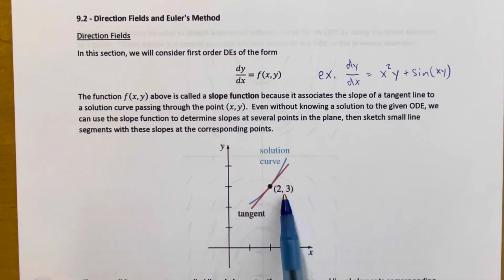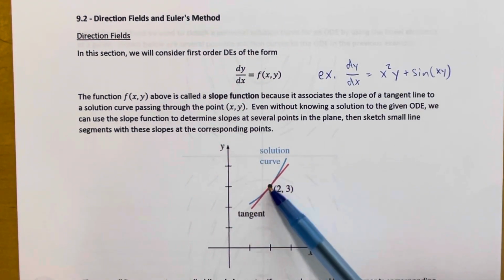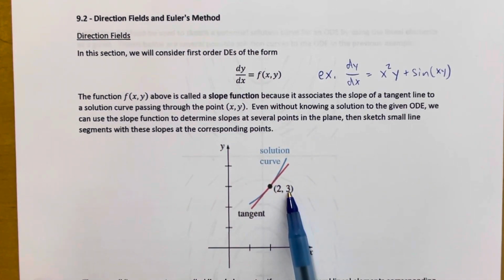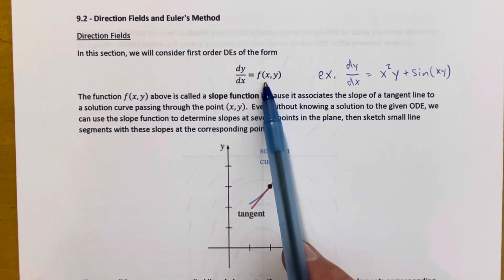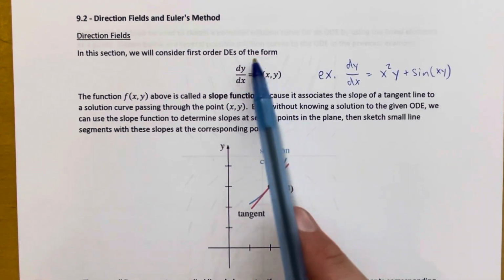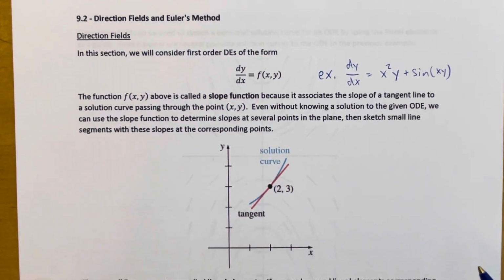For example, if I wanted to find the slope of the tangent line to the solution at the point (2, 3), well, 2 is an x value and 3 is a y value, and right here I have a function that takes x's and y's as inputs and outputs the slope of that tangent line. So I can find that slope without even knowing the curve that we're actually dealing with, okay?